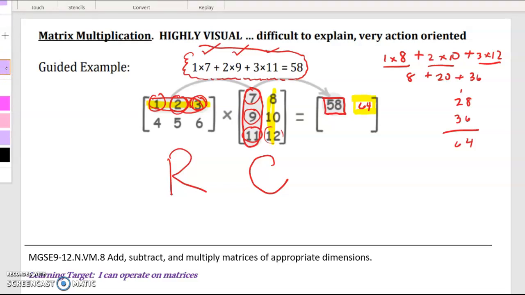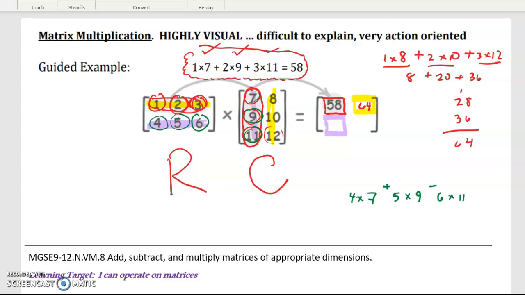All right, let's do it one more time. Let's make it purple this time. So we have second row, first column is going to go in the second row, first column. All right, let's do this and make it green this time. So we have 4 times 7. We'll do this off to the side. 4 times 7. 5 times 9. And then 6 times 11. Then we add those products together, and that is our entry.